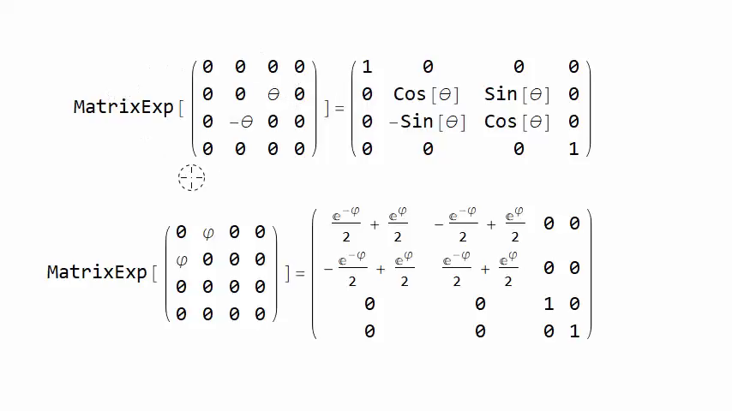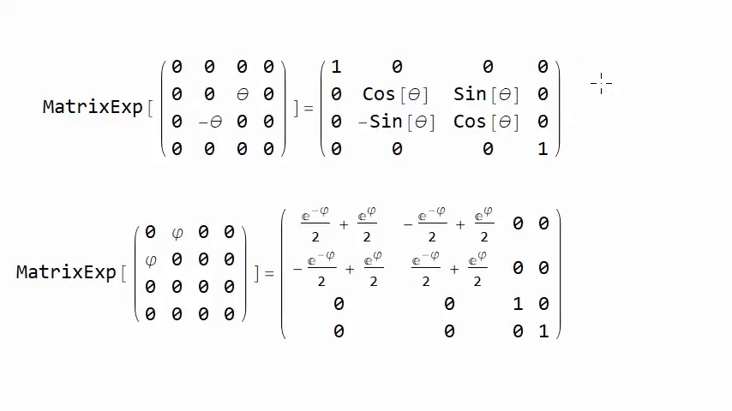You do the same thing with a theta and a negative theta. Notice this is positive phi and positive phi. But when you do the same thing with theta and a negative theta, then you get cosine, sine, negative sine, cosine. So there's a couple of differences here.